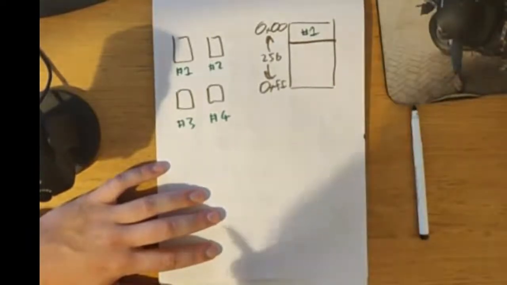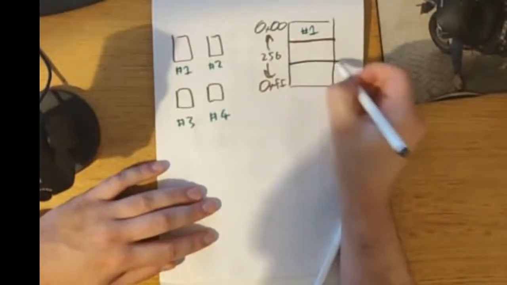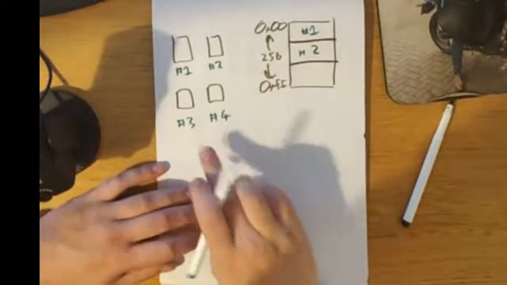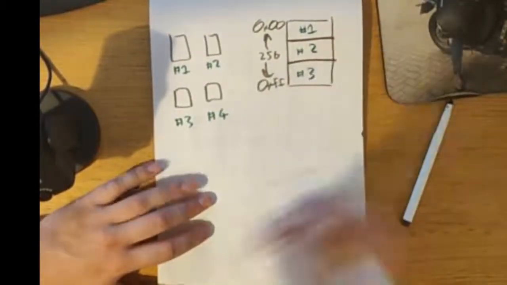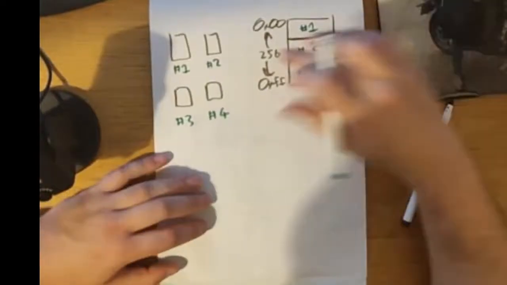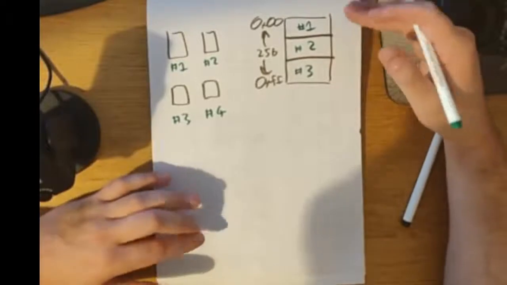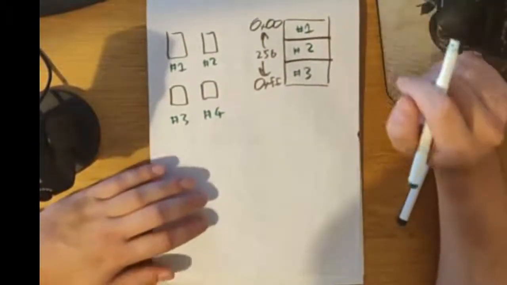Program number one. Next, I'm going to load number two into memory here. And then finally, I'm going to load number three into memory. So this is number three. So what's happened now is we've run out of memory. All of these in some way add up to 256 bytes. Maybe not exactly, but based on the boundaries of memory, we're only able to load 3 programs in there.